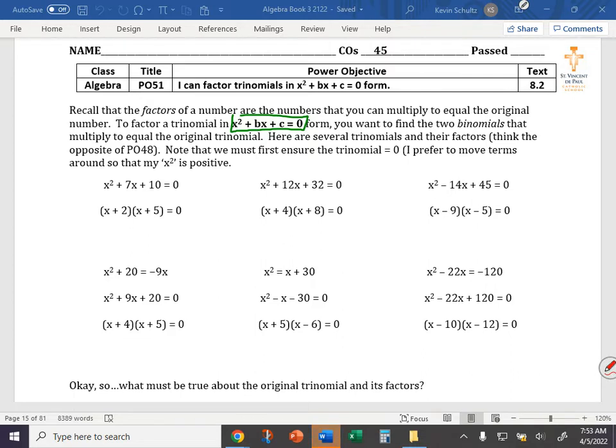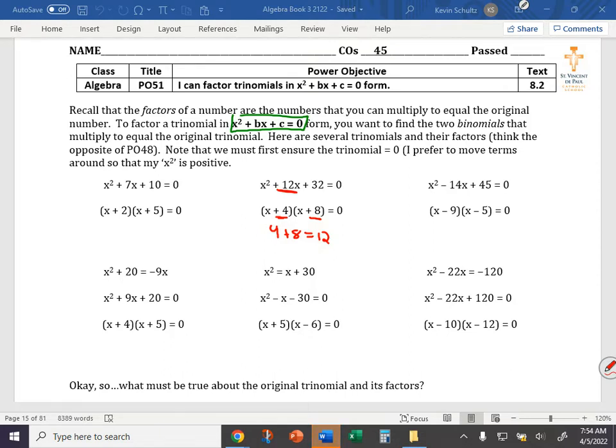Just add the numbers, the 8 plus 4 together to get the 12x. Okay, so one thing that Alex is noticing here is that with this positive 4 and this positive 8, 4 plus 8 equals 12, which shows up in our original trinomial.